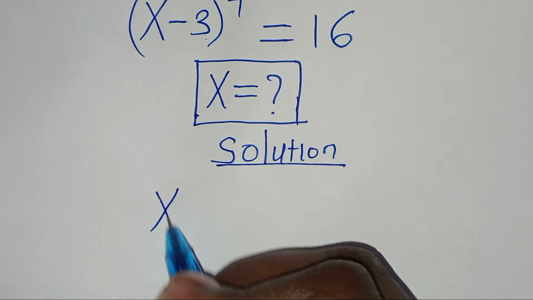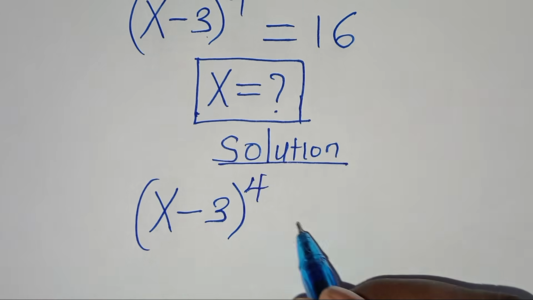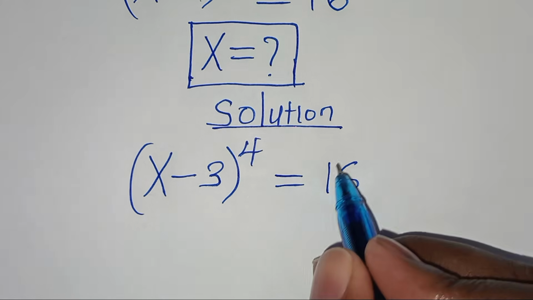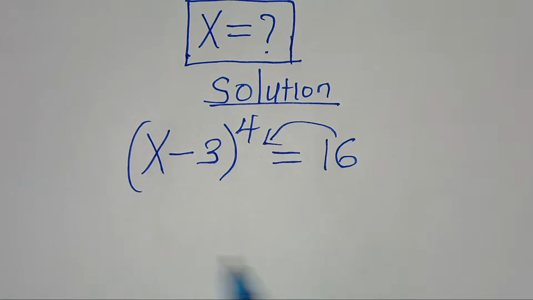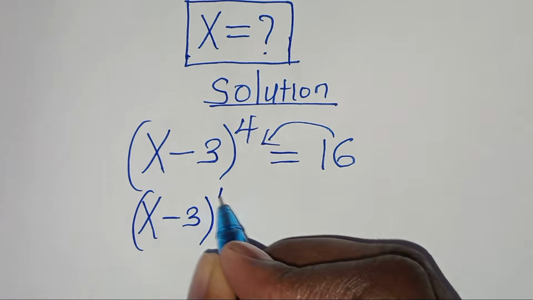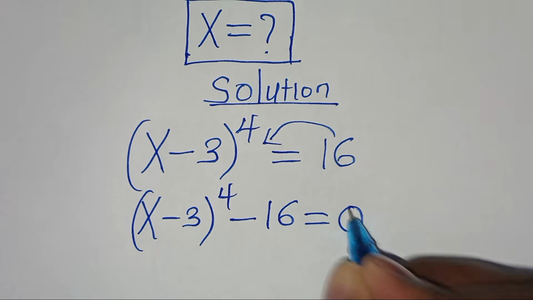This is (x minus 3) raised to the power of 4, equal to 16. So the first step is to take 16 to the left hand side, so that we have (x minus 3) raised to the power of 4 subtract 16 equal to 0.